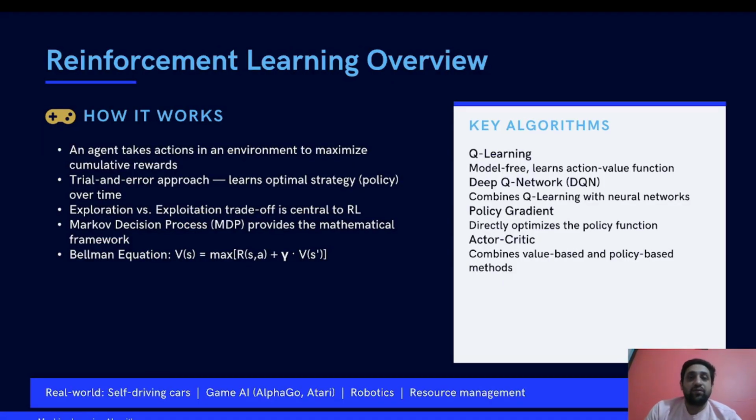Reinforcement learning overview. Reinforcement learning is a type of machine learning where an agent learns by interacting with its environment and receiving feedback in the form of rewards or penalties. The goal is to develop a strategy known as a policy that maximizes cumulative rewards over time.